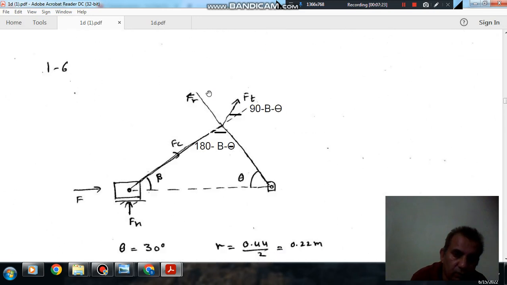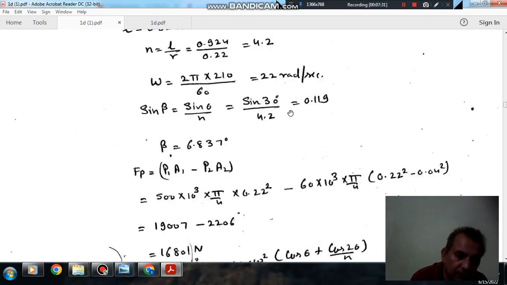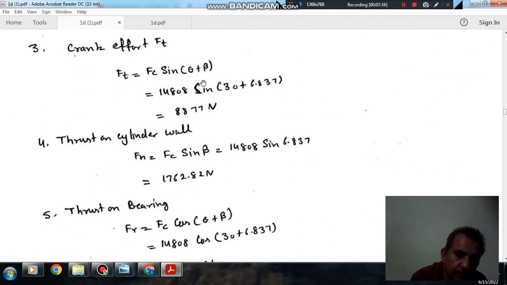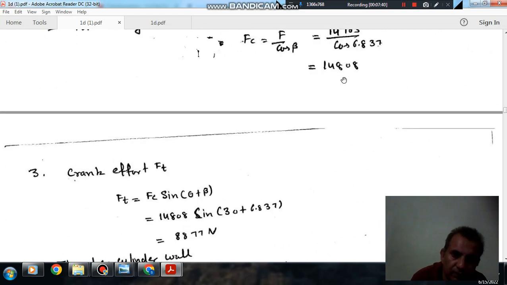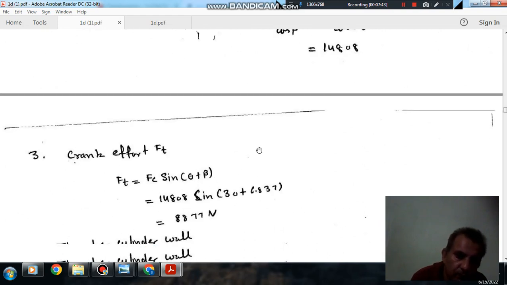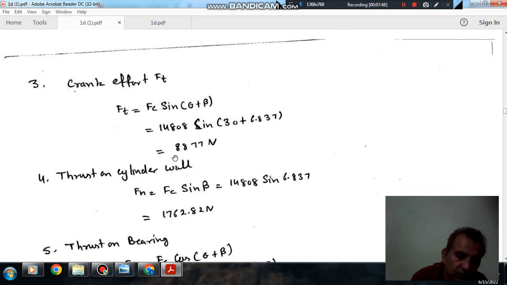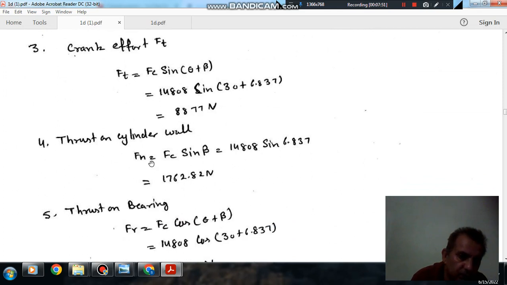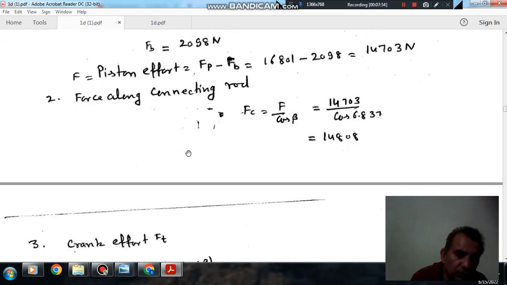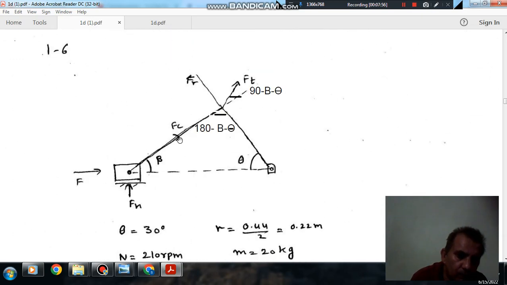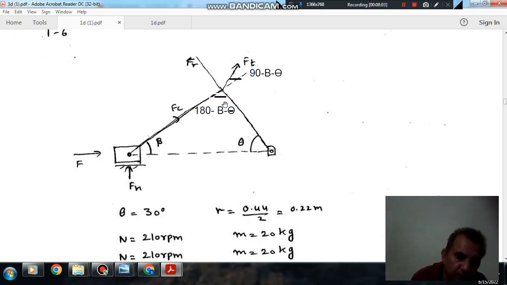Cos of 90 minus beta minus theta means sine of beta plus theta. So that is Ft equals Fc sine beta plus theta. Okay, so from this we can find out crank effort, because Fc we have just found out, that is 14808, theta is 30, and beta is 6.837. So that is 8877 Newton. So Ft is 8877 Newton.